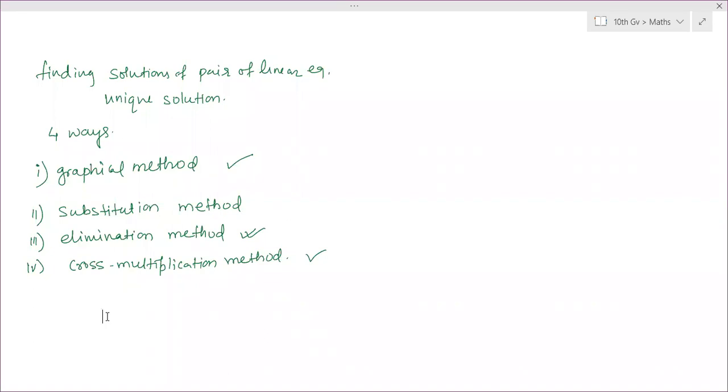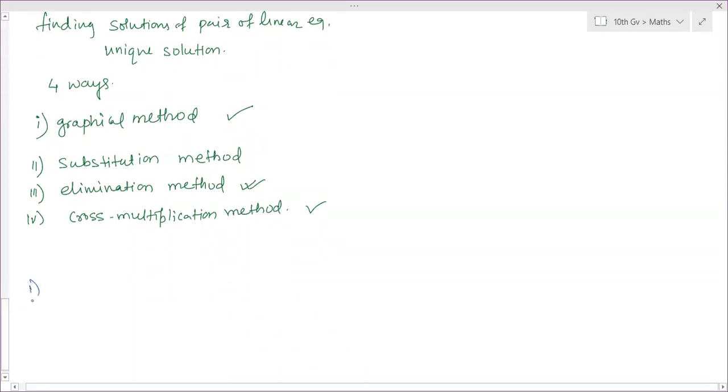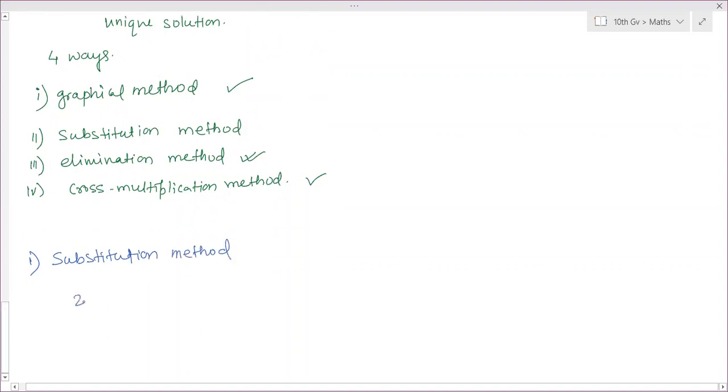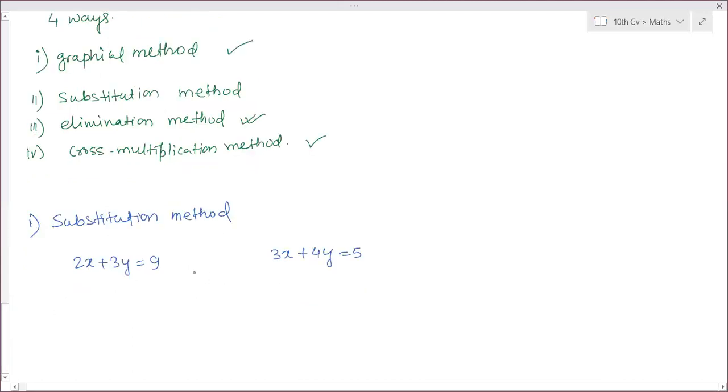Suppose you have an equation 2x plus 3y is equal to 9. First method, substitution method. The equations are 2x plus 3y is equal to 9 and 3x plus 4y is equal to 5. Always try to write the two equations parallelly, so that whatever simplification you have to do, you can do it side by side.